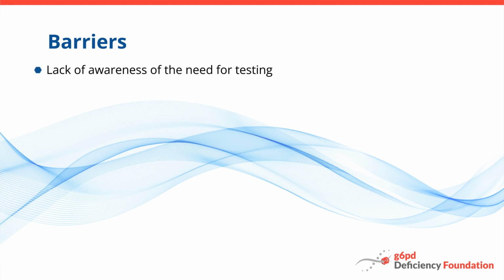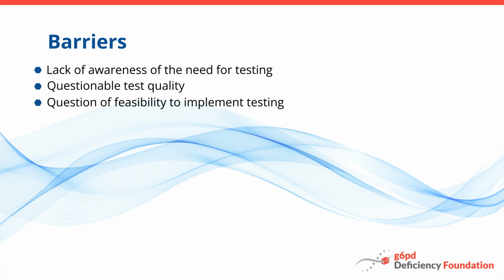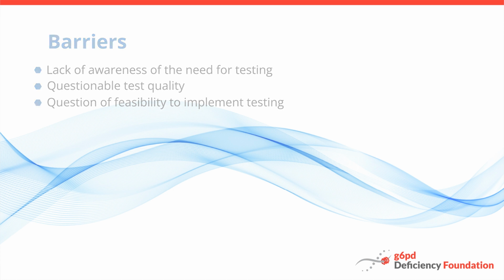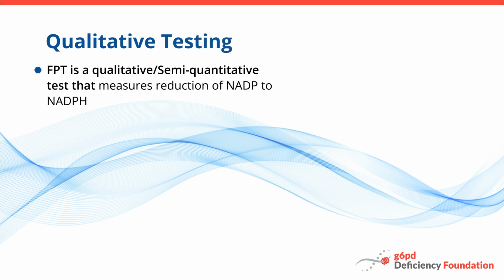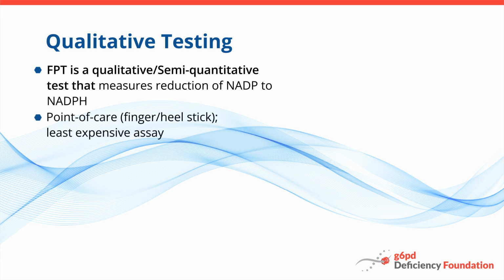Barriers to learning about G6PD deficiency include a lack of awareness about the condition, the quality of testing available, and the ability for an individual to have access to the testing. Let's discuss the different testing options that are available and the limitations of certain G6PD tests.